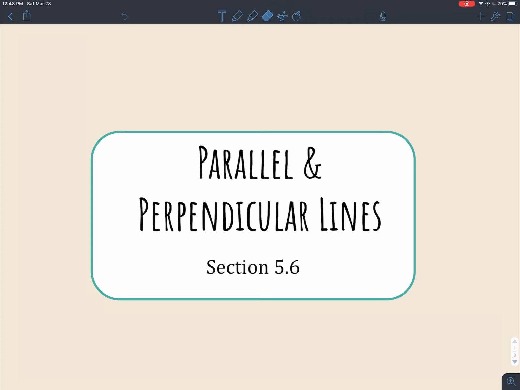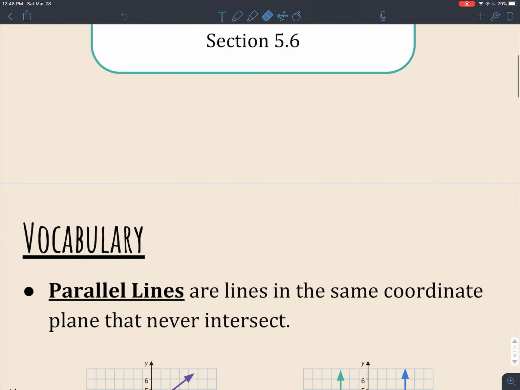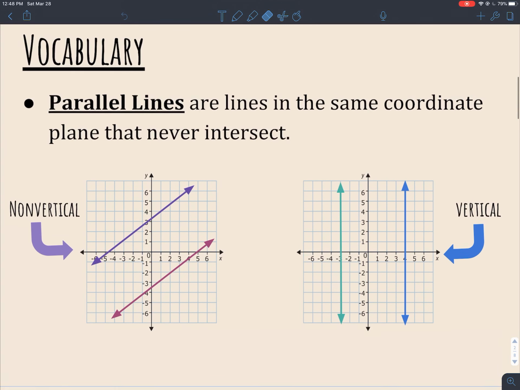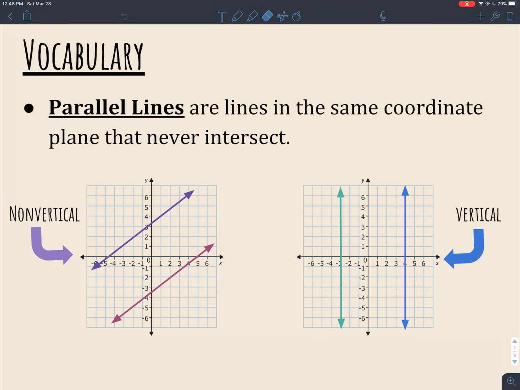So we're going to be looking at parallel and perpendicular lines, which is section 5.6. If you remember, we talked about parallel lines, and they are two lines in the same coordinate plane that never intersect.